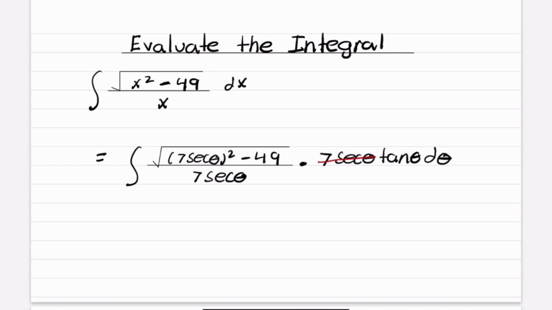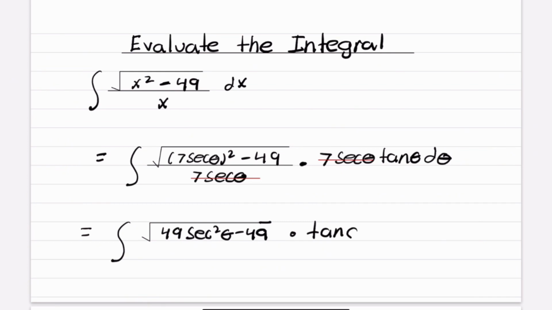Canceling 7 secant theta with 7 secant theta and squaring 7 secant theta under the square root, we have that this is equal to the integral of the square root of 49 secant squared theta minus 49 times tan theta d theta.